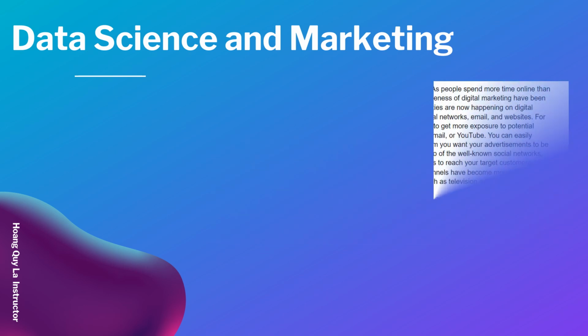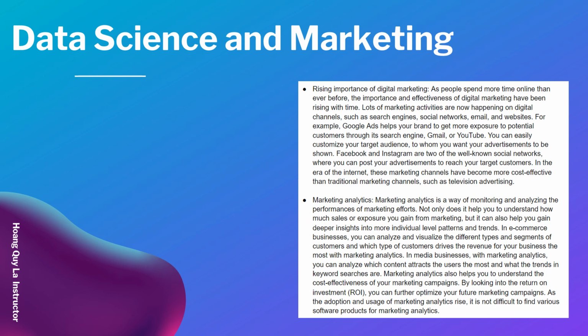The first one is the rising importance of digital marketing. As people spend more time online than ever before, the importance and effectiveness of digital marketing have been rising with time. Lots of marketing activities are now happening on digital channels such as search engines, social networks, emails, and websites. For example, Google Ads helps your brand get more exposure to potential customers through its search engine, Gmail, or YouTube. We can easily customize the target audience to whom you want your advertisements to be shown.